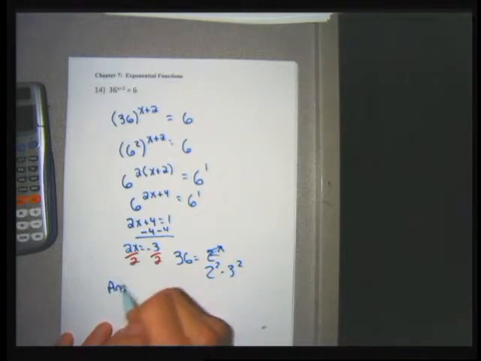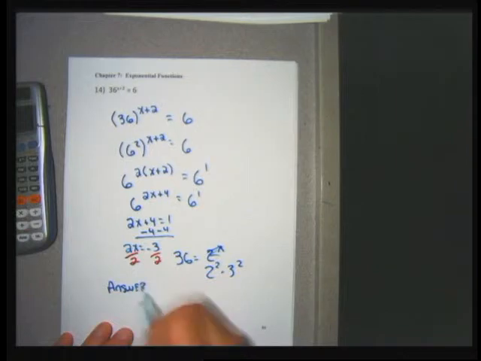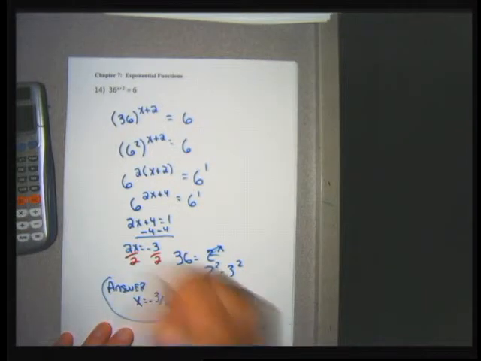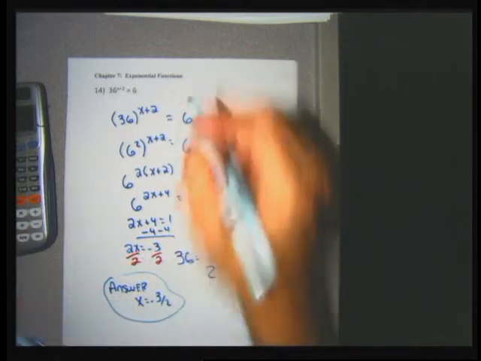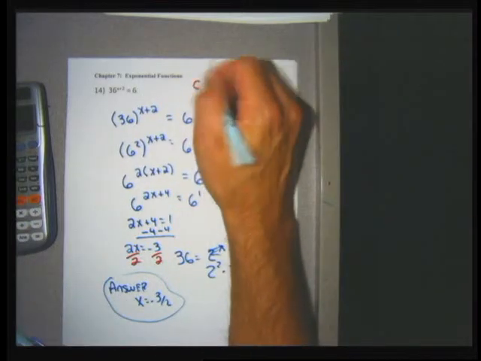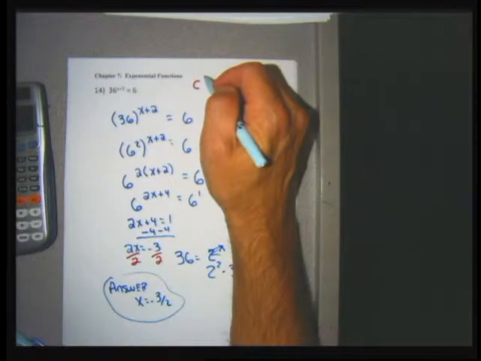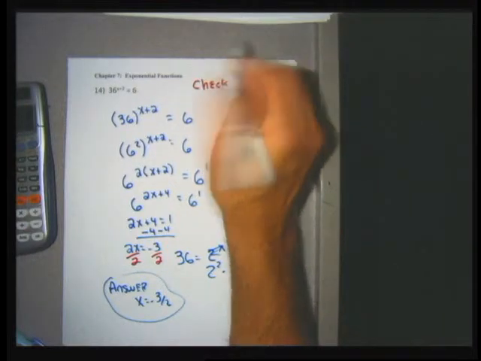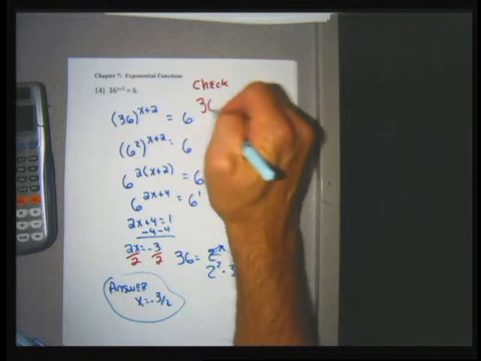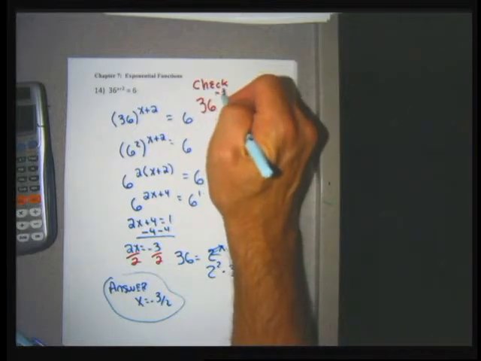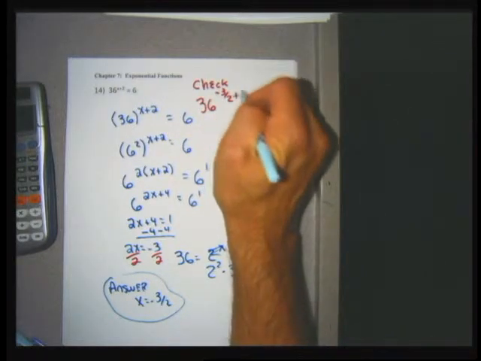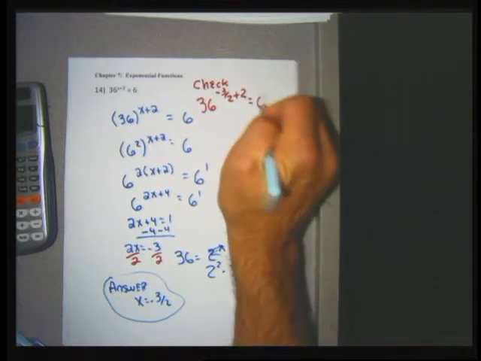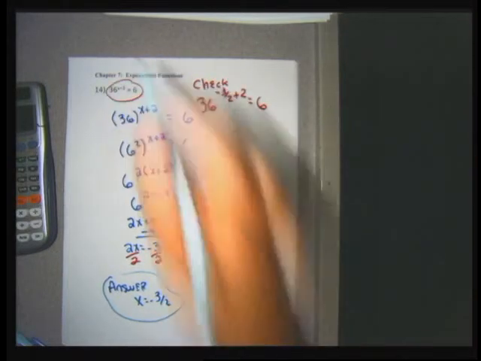And I better check that because this was a pretty slick problem. I would suspect we'll get more of these slick problems. I can't imagine just giving you one of these. So for checking, I want to see if 36 to the negative 3/2 plus 2 power equals 6, because that's what it takes for this problem to work.